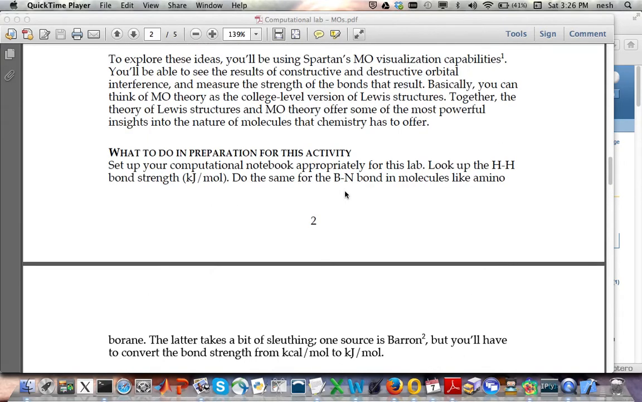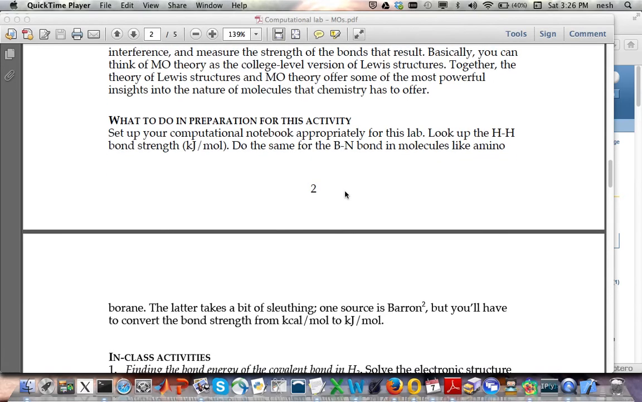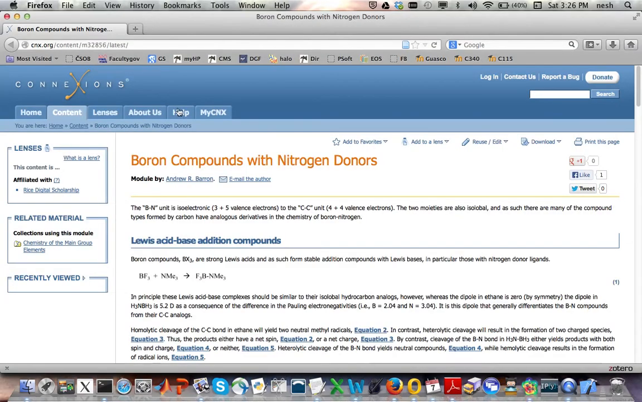For the pre-lab, I've asked you to set up your computational notebook with the table of contents and all that, and the entry for this comp lab. Look up the H-H bond strength in kilojoules per mole. Your text has this in table 8.2, so that'll be straightforward. For the boron-nitrogen bond in molecules like aminoborane, it'll take a bit of sleuthing. But if you go to this website here.